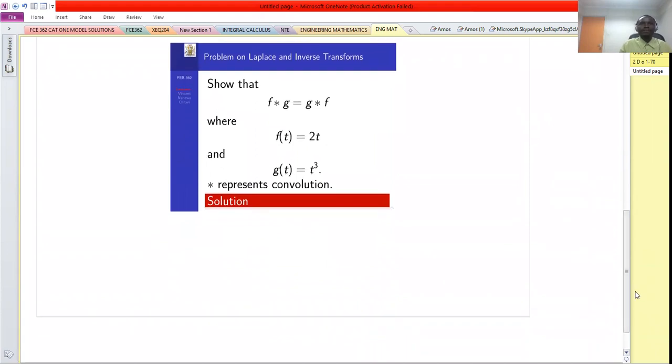To show that f star g equals g star f, where f of t is 2t and g of t is t power 3. And this star notation shows convolution. So before we solve this problem, let's define what we mean by convolution of two functions.